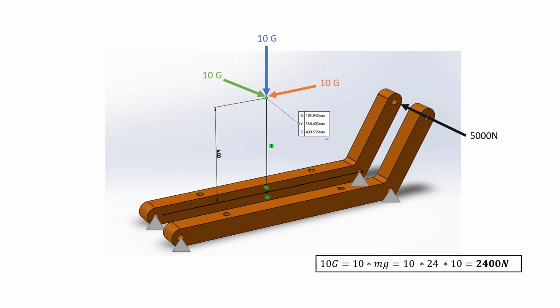And when I say 10G, I mean 10 times the gravitational force, where we're doing 10 times 24 kilograms, which is the mass of the engine, times 10 for gravity. So 2400 newtons in total. And additionally, just to spice up the problem, we're going to add 5000 newtons coming from the gearbox. So now that we know how we're going to load the problem, let's jump into Inspire and build our model.